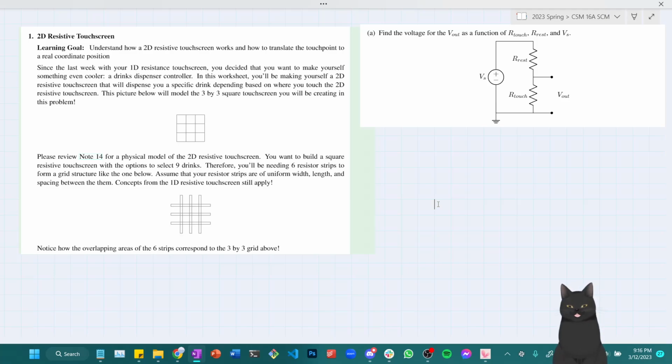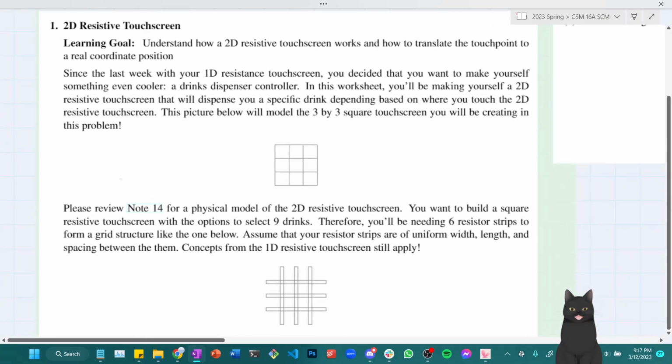So this question is about a 2D resistive touchscreen, and I am not going to speak too much again about how resistive touchscreens work, but you can see resistive touchscreens are very widely used in real life, so there's value in learning it. For example, your McDonald's ordering machine, or notably the Nintendo DS, uses a 2D resistive touchscreen. So let's look at what the problem description says.